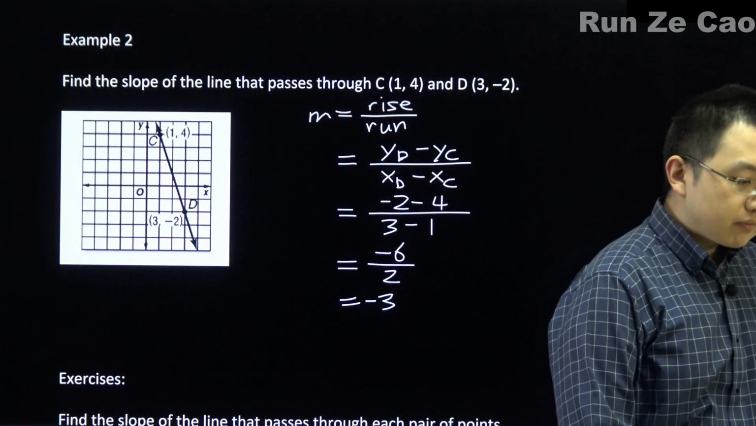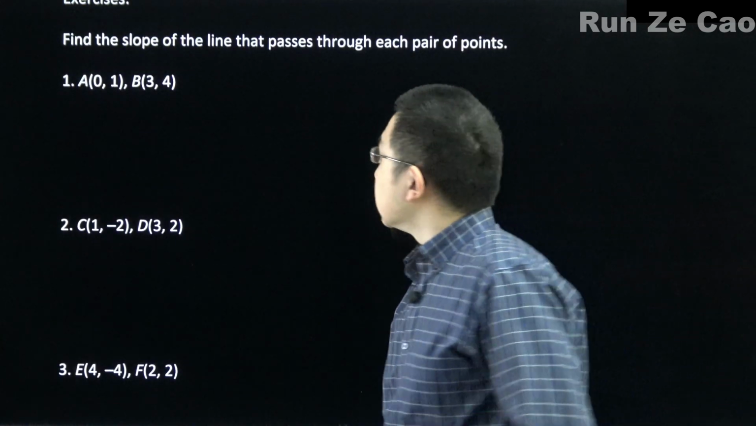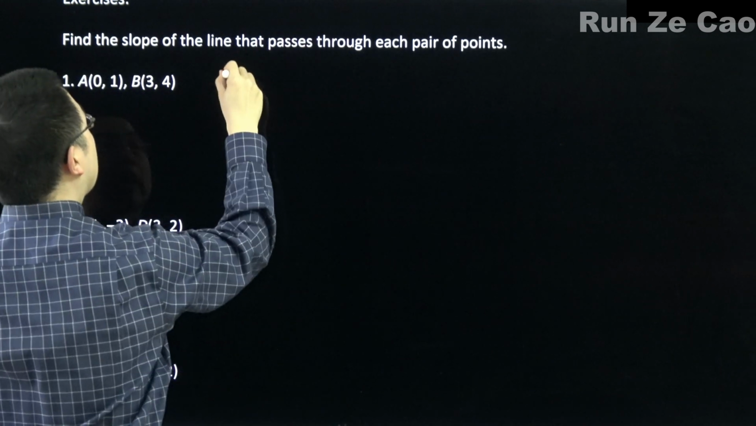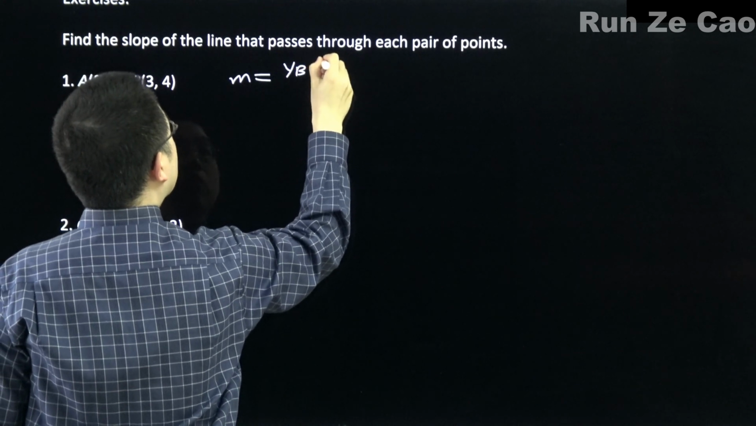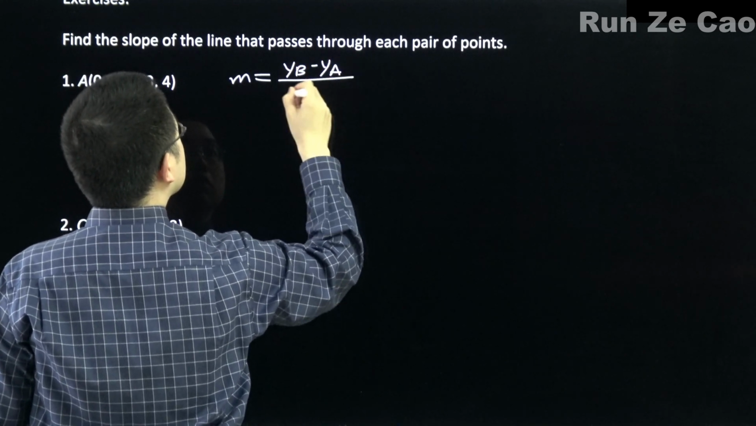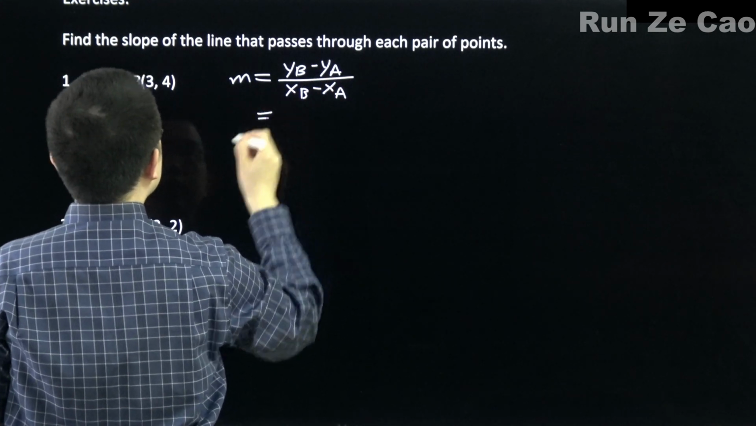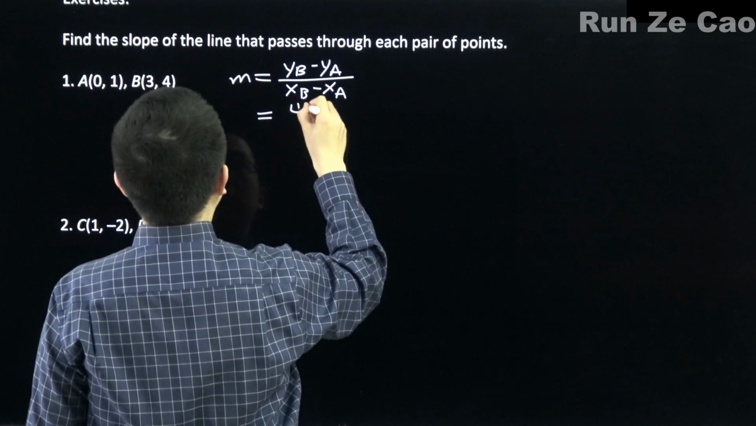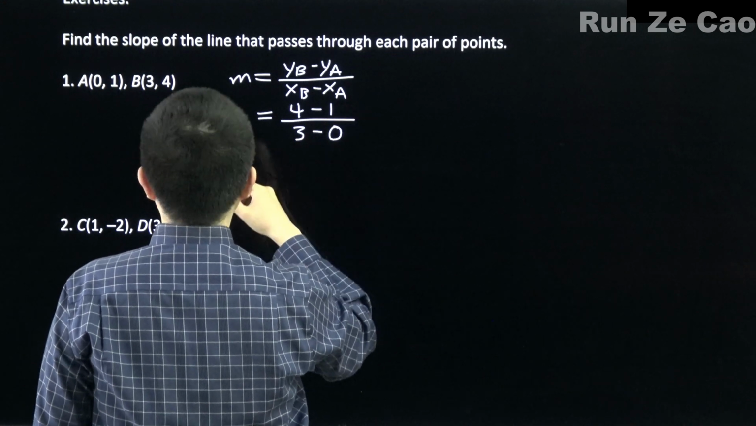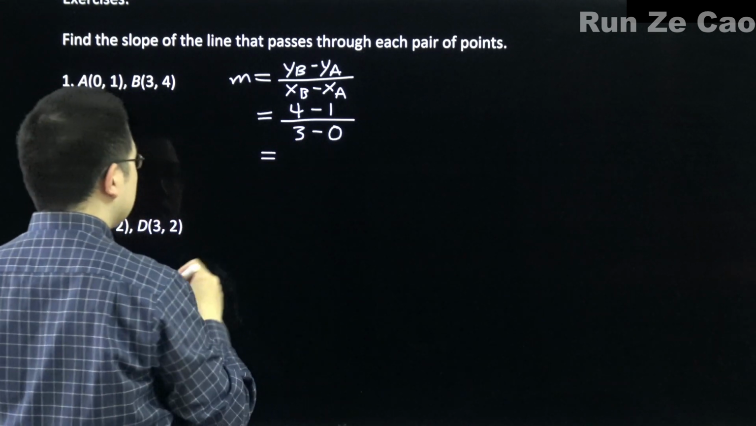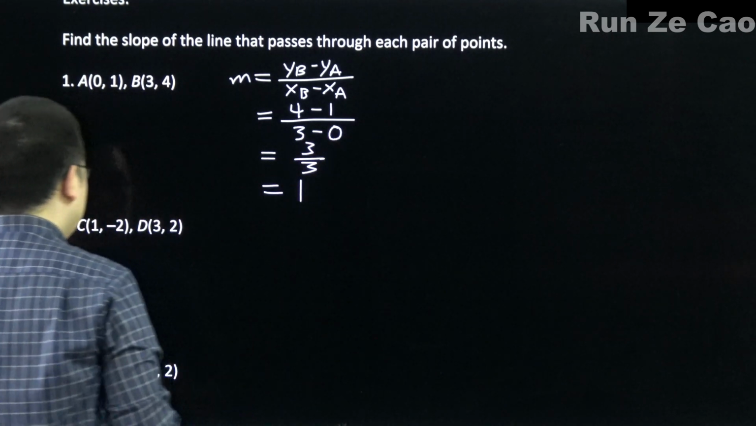Okay, let's do some exercises. So, find the slope of the line that passes through each pair of points. And that means m equals rise, which is yb minus ya, over run, which is xb minus xa. And that's going to be 4 minus 1 over 3 minus 0, which gives us 3 over 3, very convenient, which is, of course, 1.